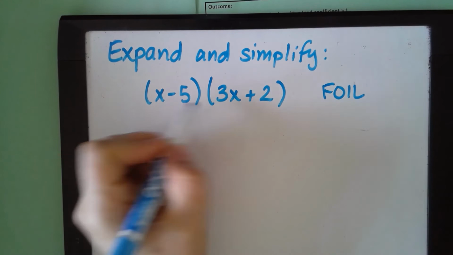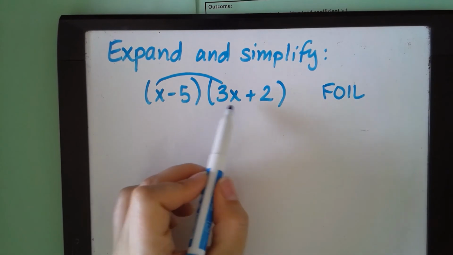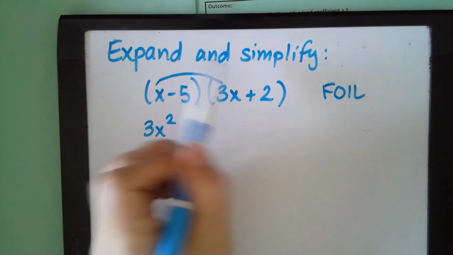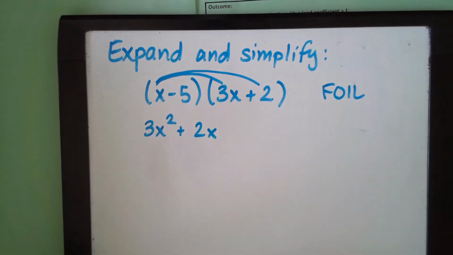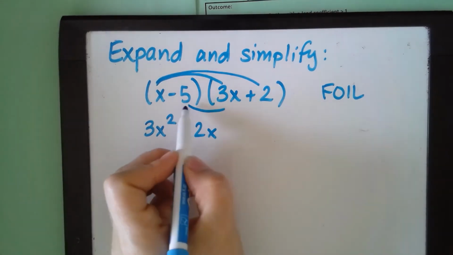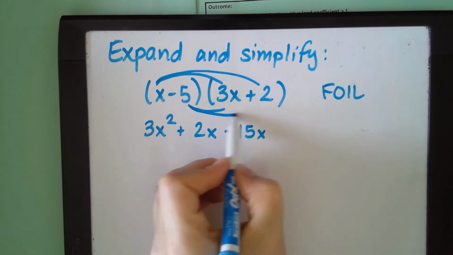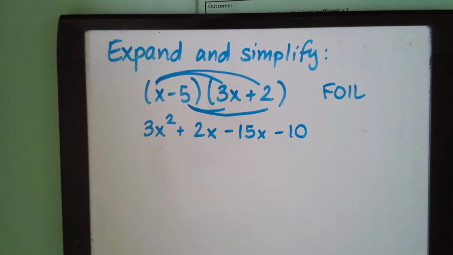So let's take x times 3x, that's our first, so x times 3x is 3x squared. Then our outside terms is x times 2, which is 2x, and our inside terms, minus 5 times 3x, which is negative 15x, and then our last, which is minus 5 times 2, which is minus 10. Okay, so this is our in-between step.